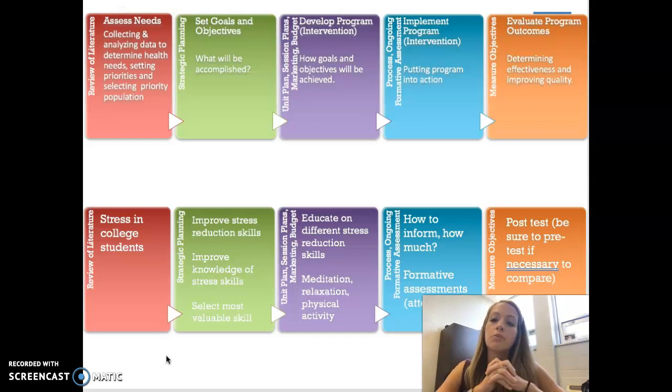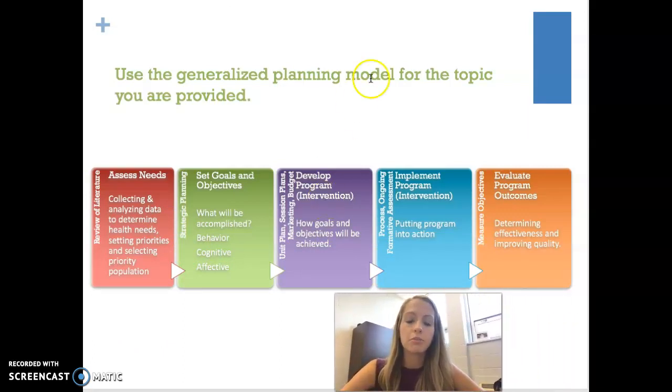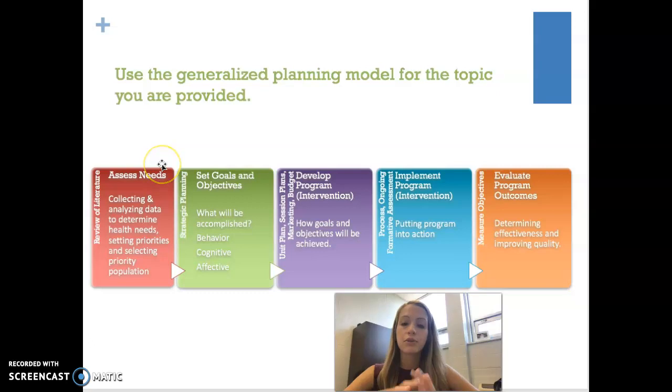And then our measurable objectives. We'll maybe do a post-test. However, if you have a post-test, it's important to have a pre-test to be able to compare those items. So having a test to ask them how stressed they feel now after completing the program. What stress reduction skills are they implementing now that they've gone through this program, and compare those to those pre-tests. So you can use the generalized planning model for the topic you've been approved or provided, and go through these steps and think through each of these.